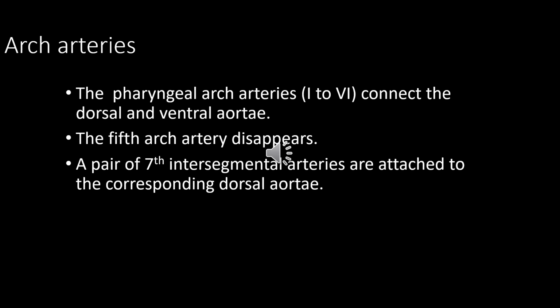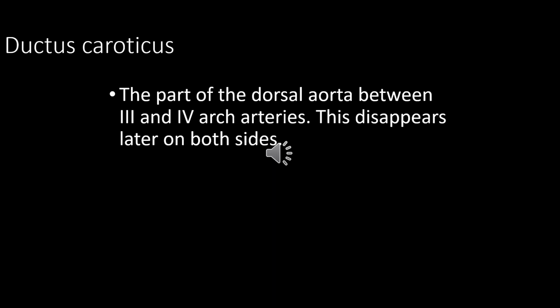The pharyngeal arch arteries are numbered craniocaudally into first arch artery, second, third, fourth, and sixth arch arteries, and they are followed by the next artery, the seventh intersegmental arteries. Don't get confused between this, called ductus caroticus, also called carotid duct by some authors, and ductus arteriosus. Ductus caroticus is a part of the dorsal aorta itself.